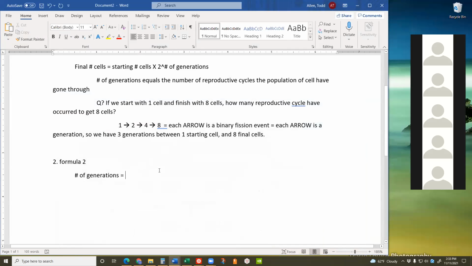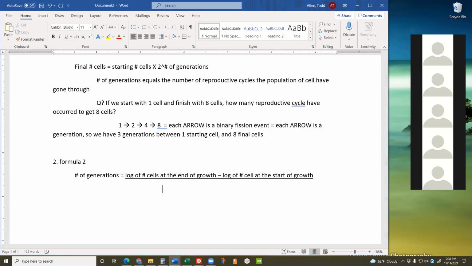So the number of generations equals the log of the number of cells at the end of growth, minus, that's a minus sign there, the log of the number of cells at the start of growth, all divided by the following decimal, 0.3010299, okay? That might seem like an arbitrary decimal here. It's not so arbitrary. Watch what I do in the calculator.